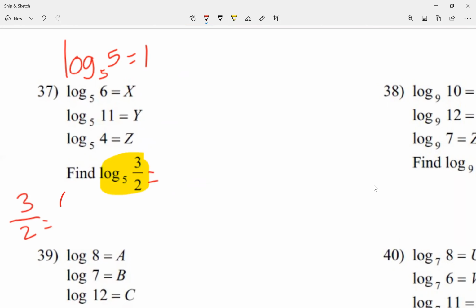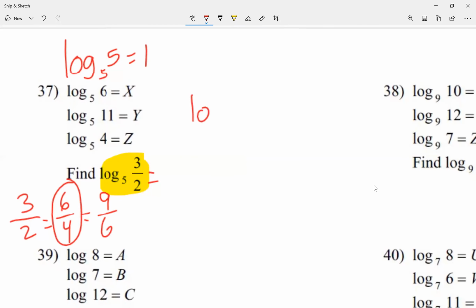Can I possibly write that as 6 over 4? I can also write that as 9 over 6. Right? I can unsimplify a fraction. Isn't that the same thing? 3 over 2, 6 over 4, 9 over 6. Now, in reality, I'm going to use my 6 over 4. So to begin with, I have log base 5 of 6 over 4. You guys are going to see in a minute why I'm using 6 over 4. Some of you might already see it.